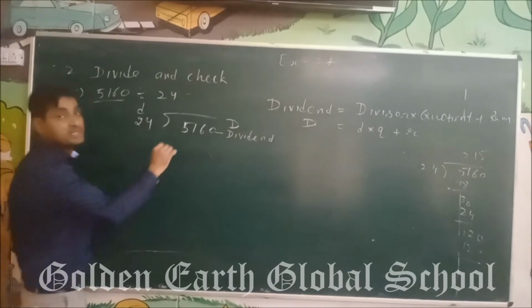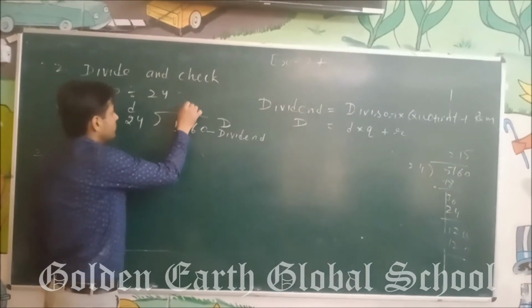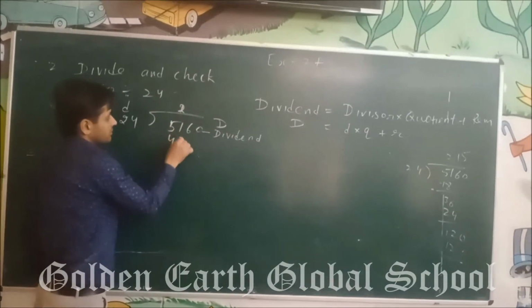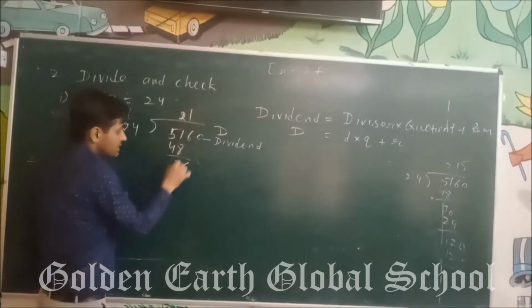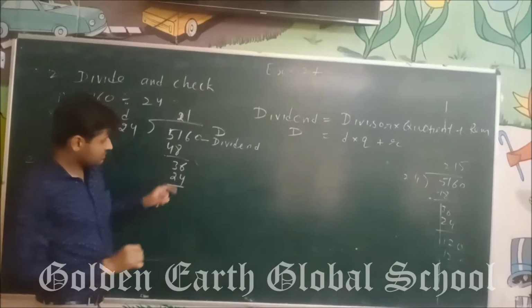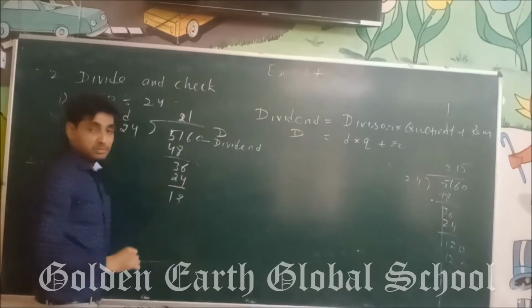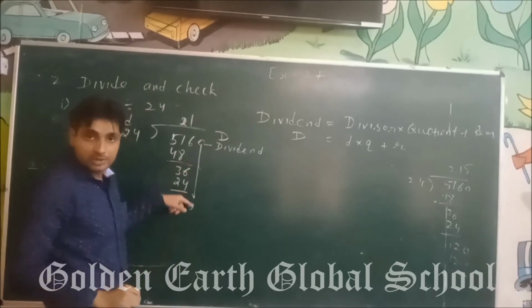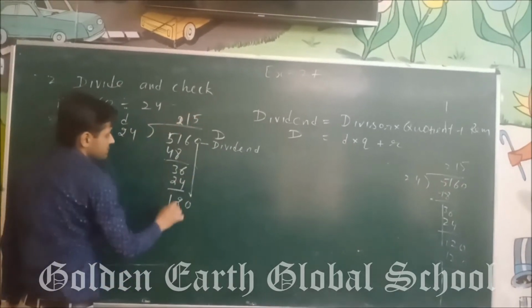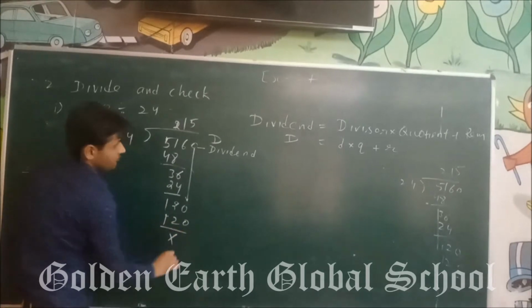24 ones are 24, 24 twos are 48. So here is 36. 24 ones are 24, 6 minus 4 is 2, 3 minus 2 is 1. So again you put 0. So 24 fives are 120.